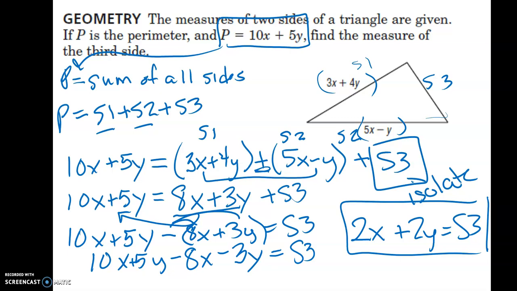Okay. Your homework is to complete the evens on the 7-4 practice worksheet 2 through 20. Good luck.